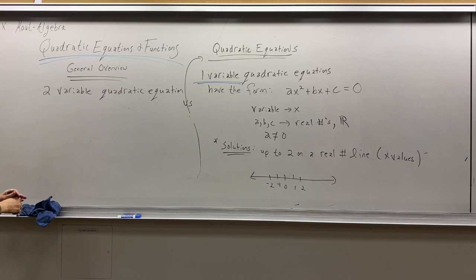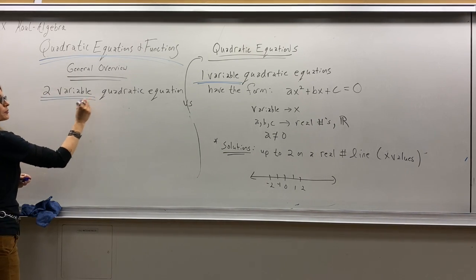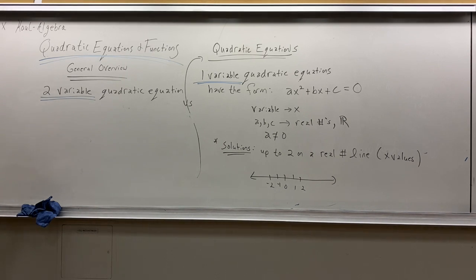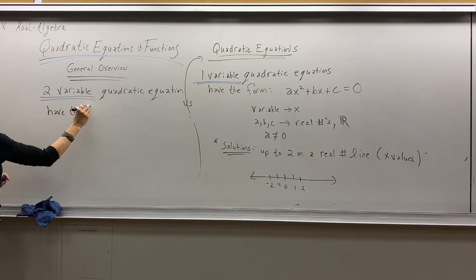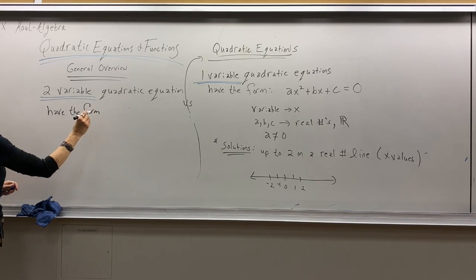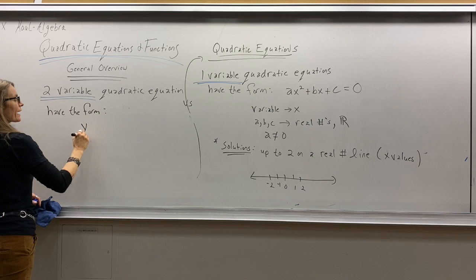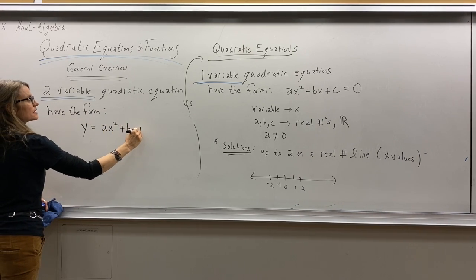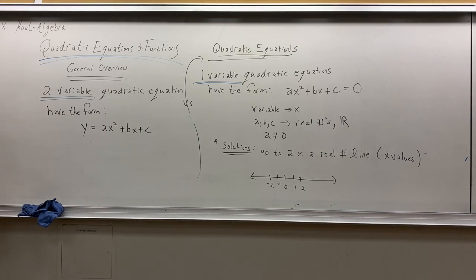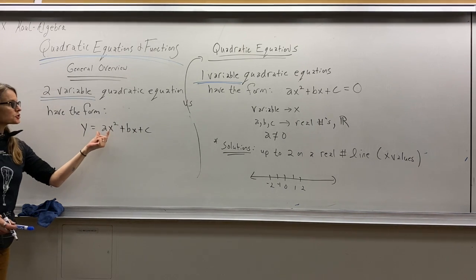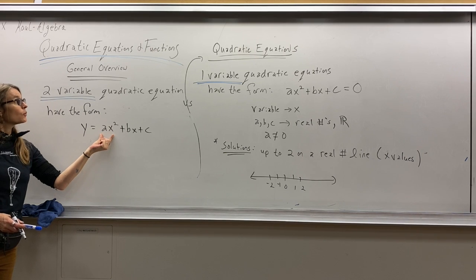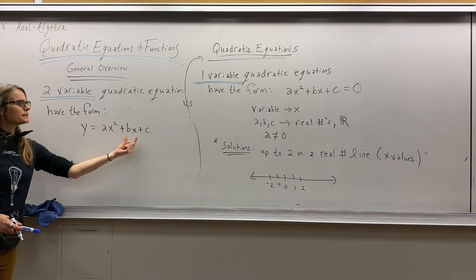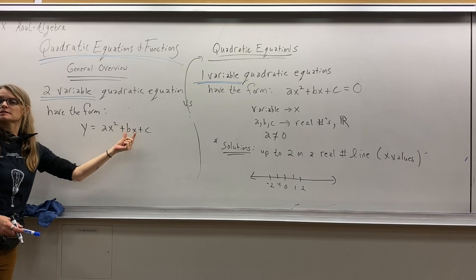A two variable quadratic equation, on the other hand, will have to include that other variable. And typically, they will have the form y equals ax squared plus bx plus c. Now again, this term is necessary to make it a quadratic equation. This term is not. We sometimes have this, sometimes we don't.